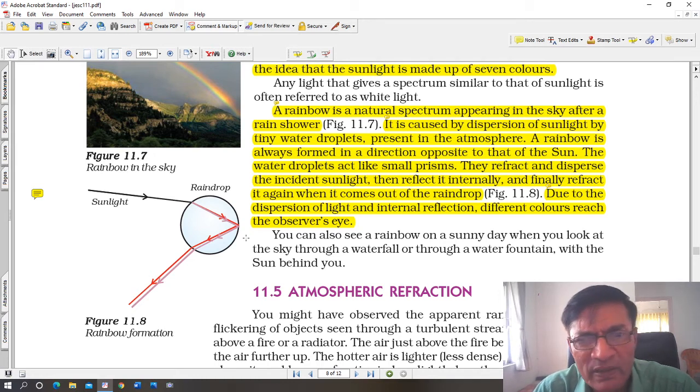A rainbow is always formed in a direction which is opposite to that of the sun. If it is in the morning, the rainbow will be in the west. If it is in the evening, the rainbow will be in the east.